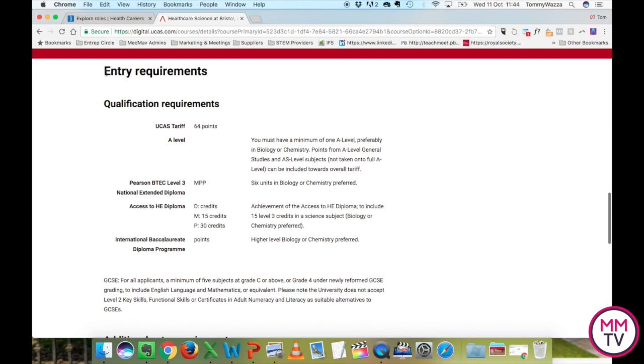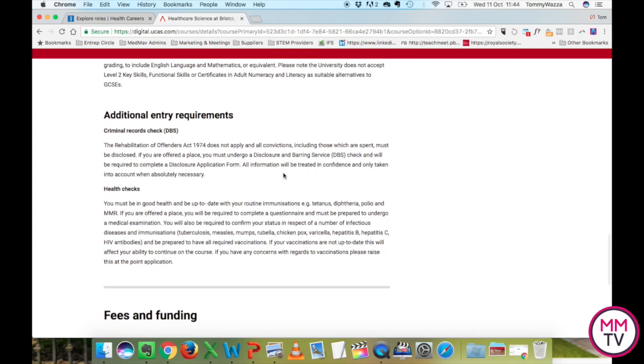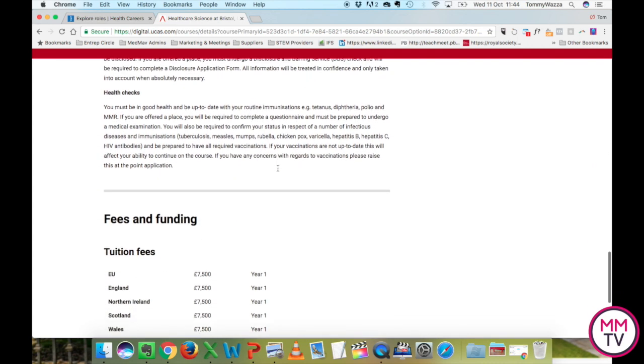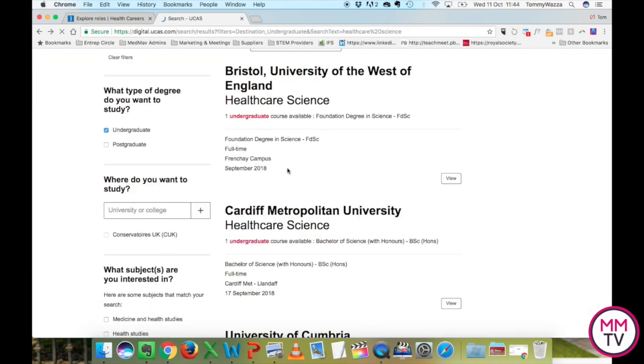It tells you all the entry requirements you need at A-level, 1 A-level, preferably in biology or chemistry, and it gives you the points you need, 64 points there. If you've got an access to HE diploma, you've got that there. You've got BTEC, merit pass, okay. Additional entry requirements, it's got some, you need a DBS check, a health check, and it gives you all the stuff on all the fees there. So that's one example. Let's just go and have a look at another one.